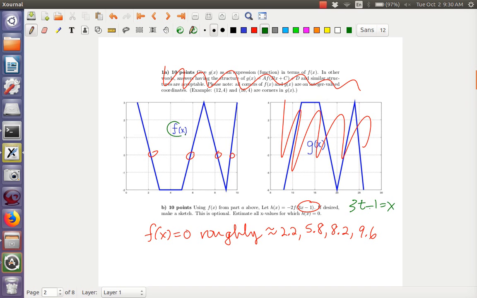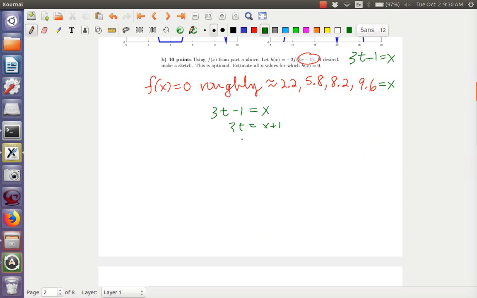The reason is I'm going to use x's here, and my new graph is going to be in terms of t. I know when x's are 0. When are the t's 0? All I have to do is solve for t. 3 times t minus 1 is x, so 3t is equal to x plus 1, and then t is x plus 1 over 3. So for each of these values, to get the t equivalent of that x, I need to add 1 and divide by 3.